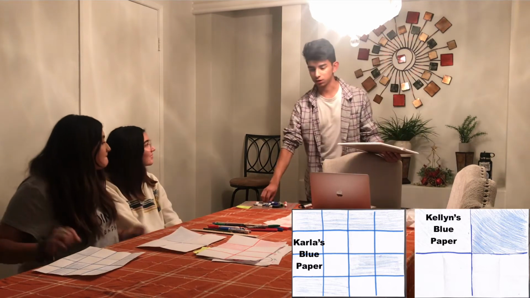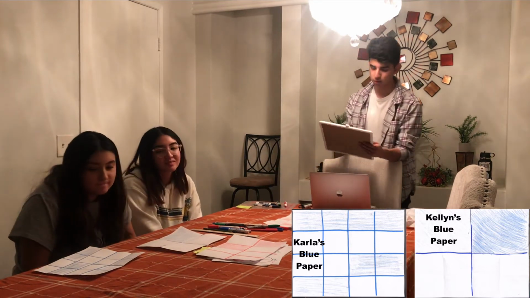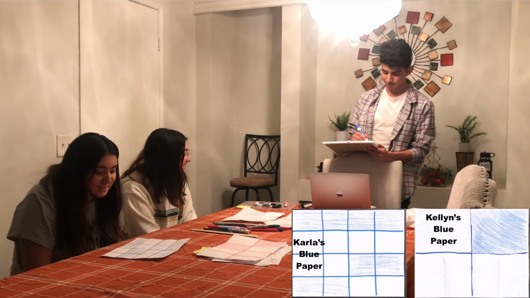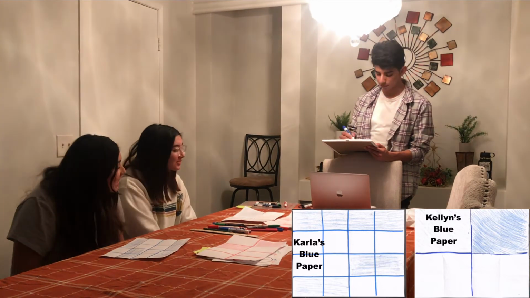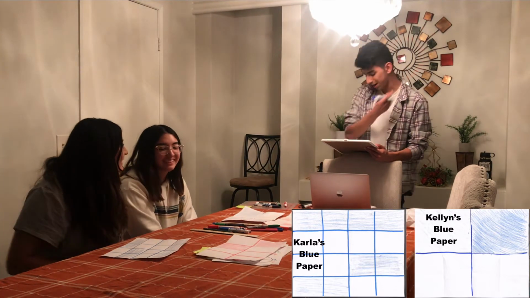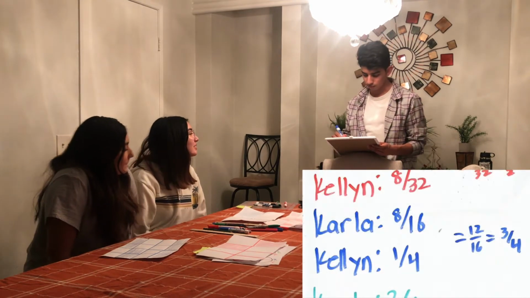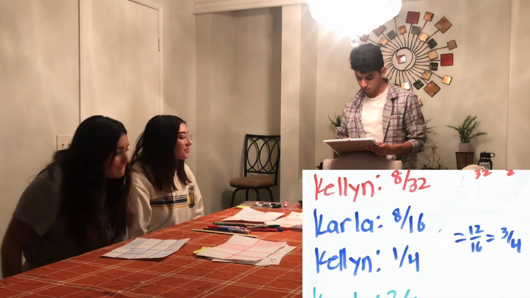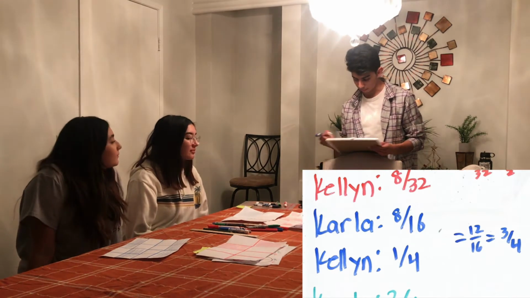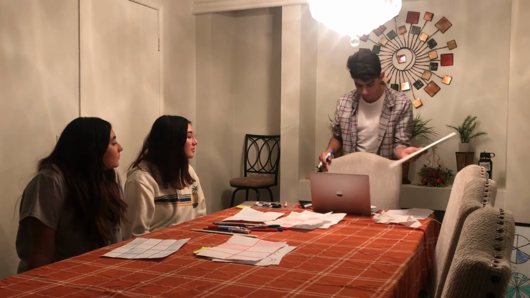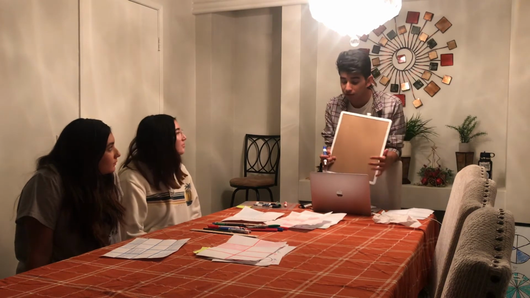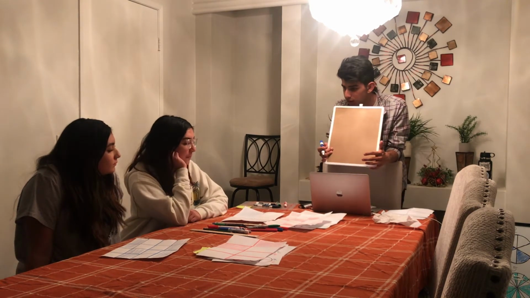You guys finished? Okay, so Karla, what was your fraction again? 8/16. 8/16. All right, and yours was 1/4, right? Okay. All right, so when you added them together, what did you get for your new total? 3/4. 3/4. Perfect, perfect, perfect. Okay. All right, so what did you guys do to try to figure out the blue one? What did you guys do?